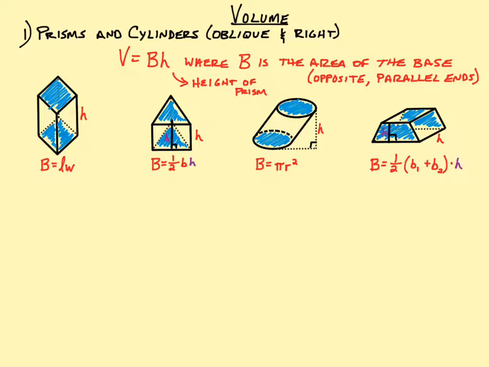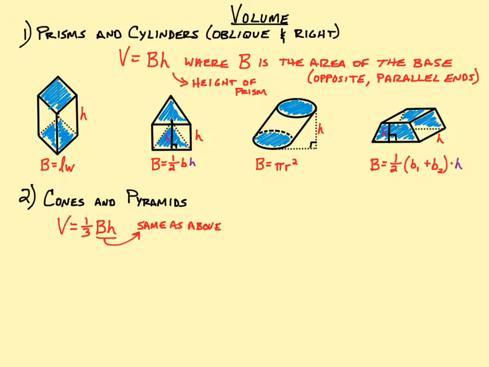Okay, so that was the first set that we looked at. Then we also looked at cones and pyramids. And we found through our investigation that the volume is equal to 1/3 times the base times the height. In this case, the B and the H is the same as above, where the B is the area of the base and the height is the height of the cone or the pyramid.